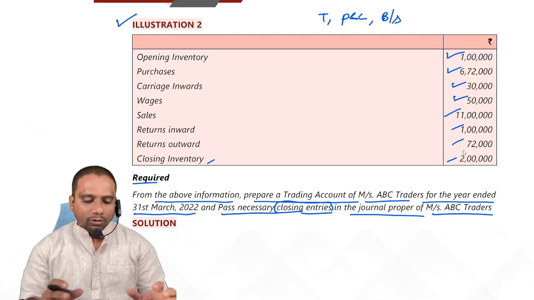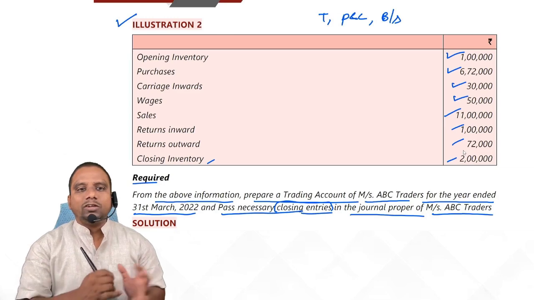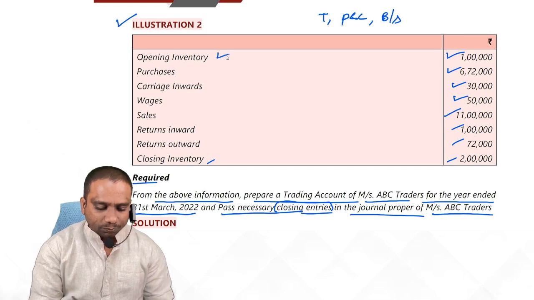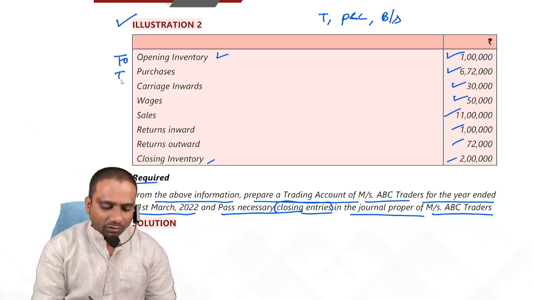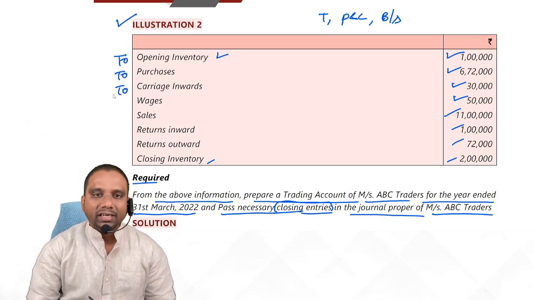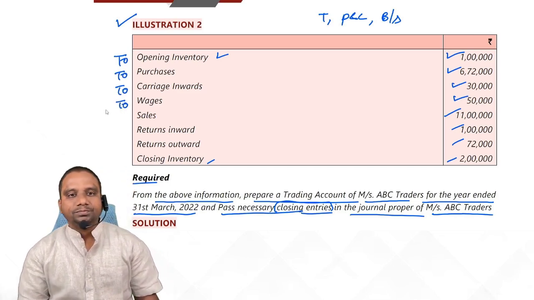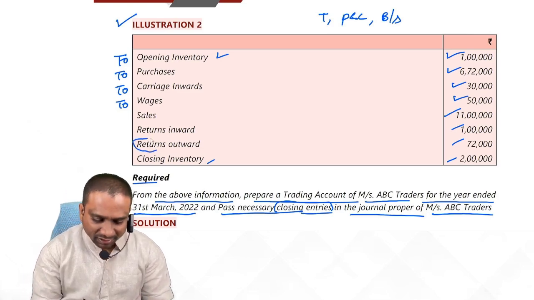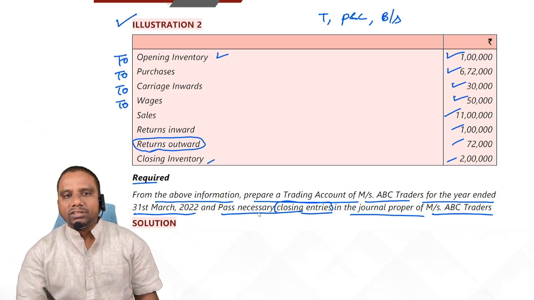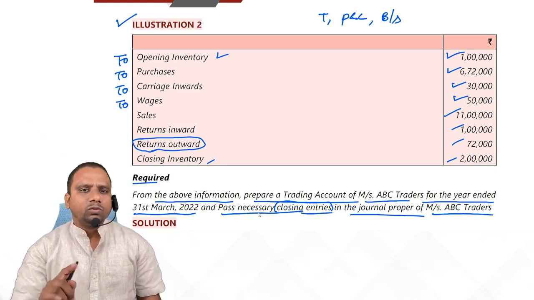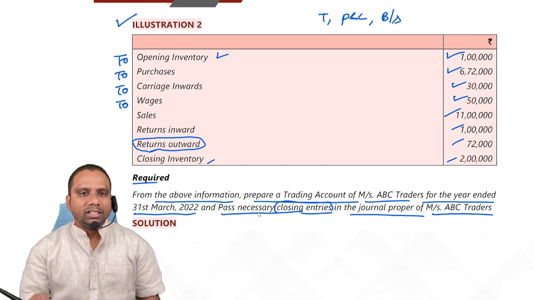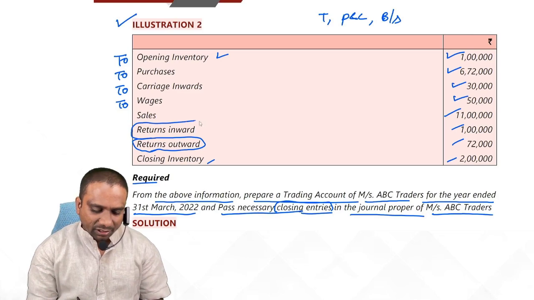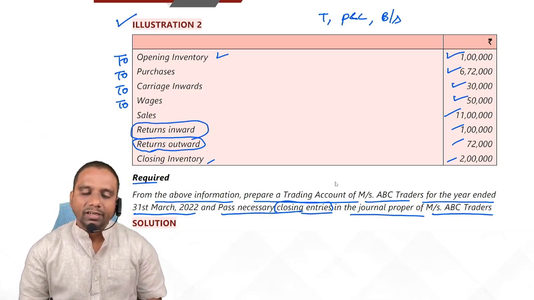Closing entries means, first, whatever items we debited to the trading account, record the entry. Trading account debit to opening inventory, to purchases, to carriage inward, to wages. This is the entry we record. Next step. Here we have purchase returns. Purchase returns are first adjusted against purchases. For that, what is the entry we record? Purchase returns shows a credit balance, so transfer it. Purchase returns account debit to purchases. Next, sales returns transfer to sales account entry.